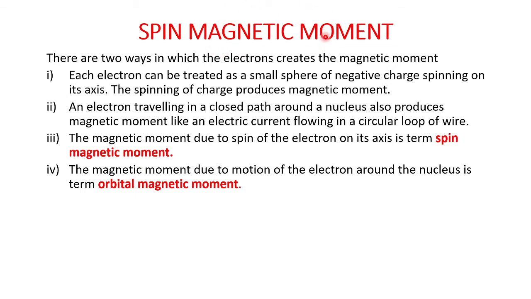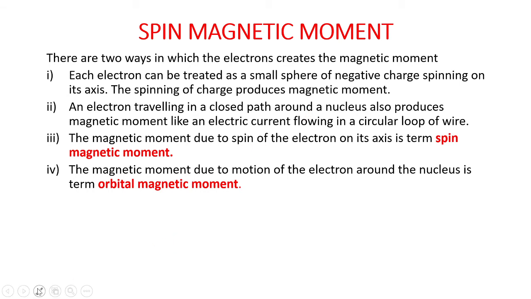There are two types of motion: spin motion as well as orbital motion. So this magnetic moment arises due to the spin angular momentum and orbital angular momentum. First, each electron can be treated as a small sphere of negative charge, spinning on its axis. That means the electron moves around itself. The spinning of charges produces the magnetic moment.